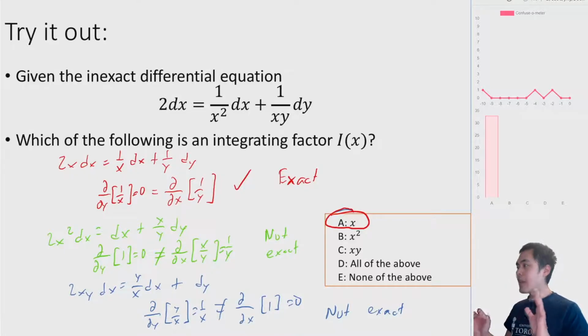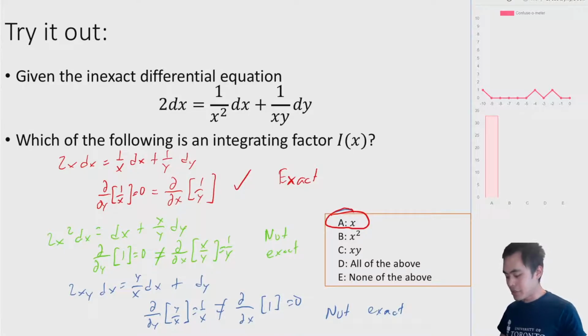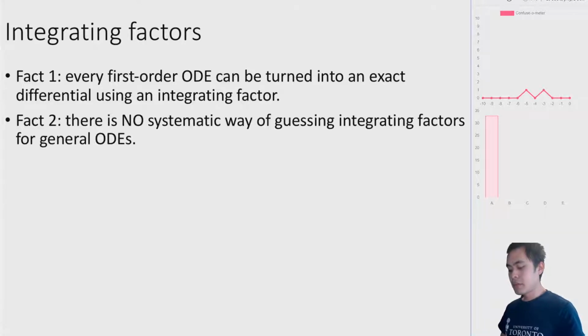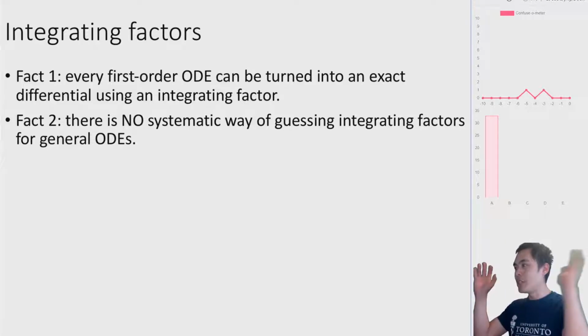But there are a couple caveats to this method that we just introduced. So, there's a very important fact. Every first-order ODE can be turned into an exact differential using an integrating factor. So in theory, if you could guess the right integrating factor, you could solve any first-order ODE. Unfortunately, there's another fact, which is that there's no systematic way of guessing integrating factors in general for general ODEs. We just don't know how to do it.